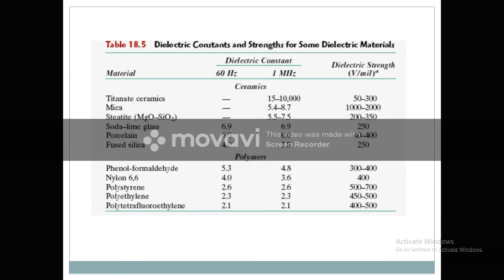Okay, some few more materials: titanate, ceramics, mica, steatite, soda lime, porcelain, fused silica, and these were the ceramics. These were the polymers. Okay, and the dielectric strength is also mentioned against every material. Dielectric strength means the strength of the material to withstand the voltage.